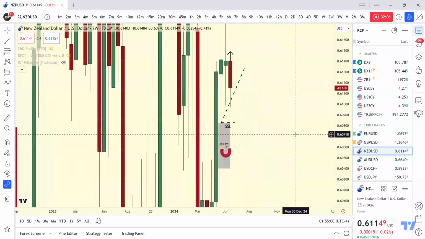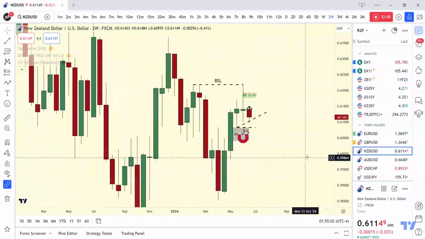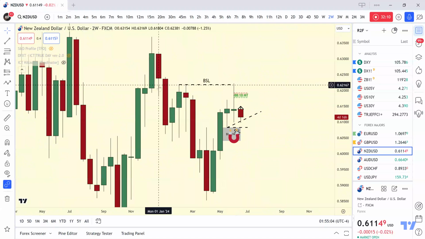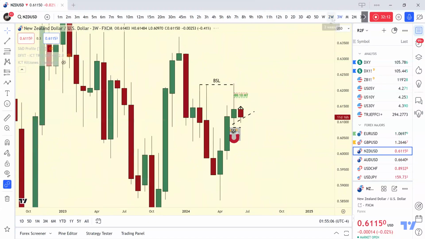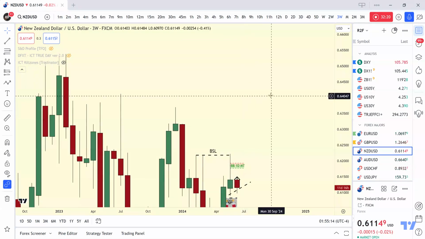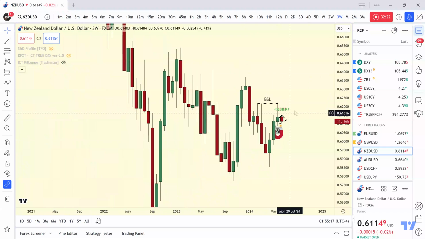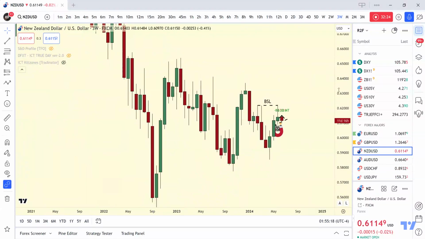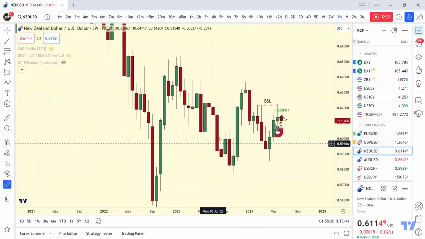So let's have a look on the 2 week as well. Okay, let's have a look on the 3 week. All right, interesting. A lot of liquidity up there, even here. But again, is it time? Is it time to go there? So we got this breaker here. Okay, interesting.